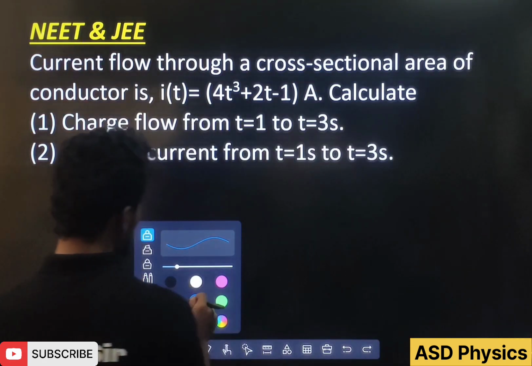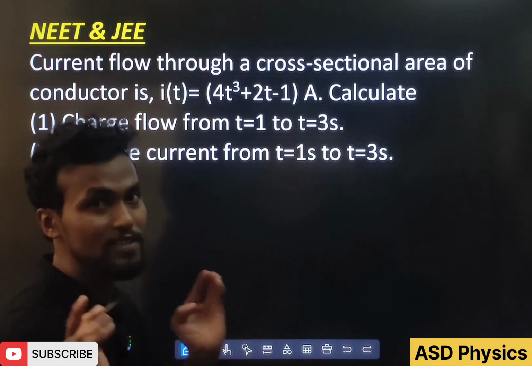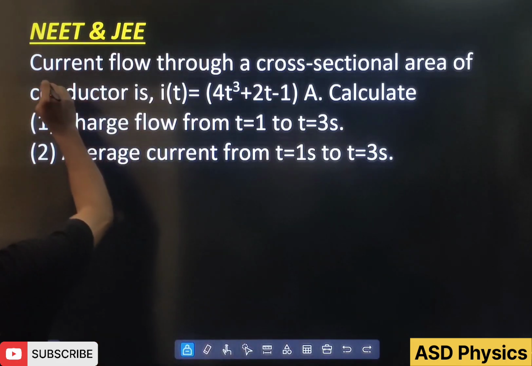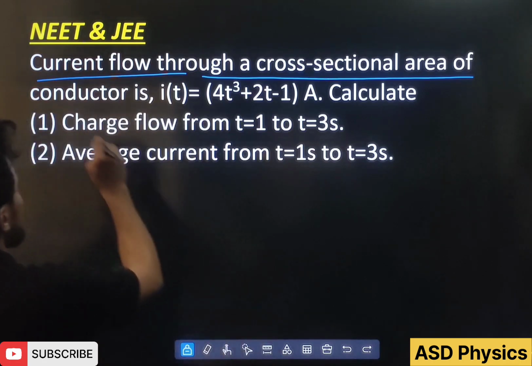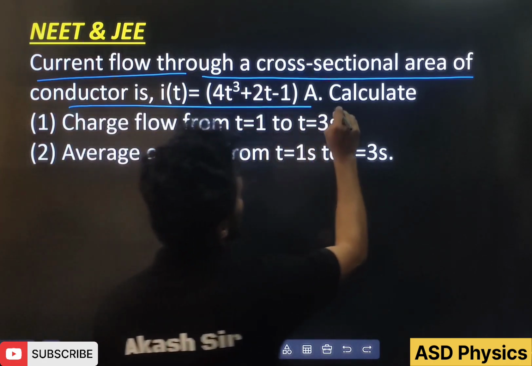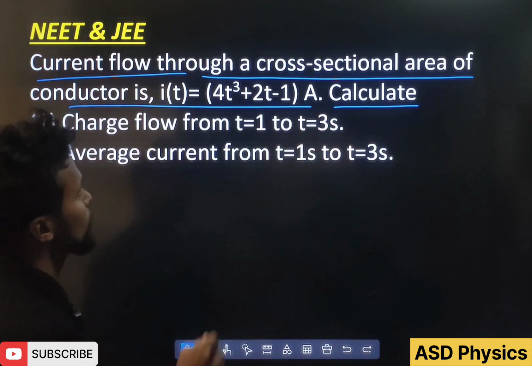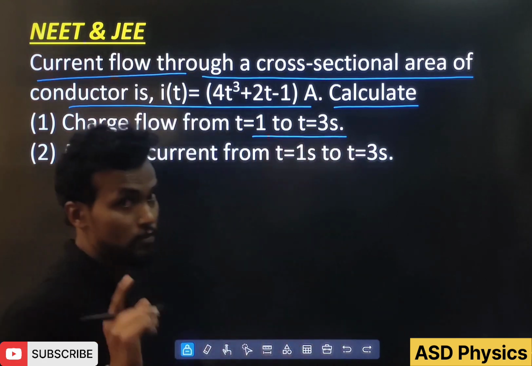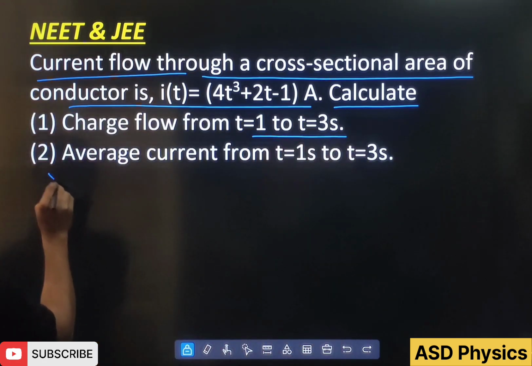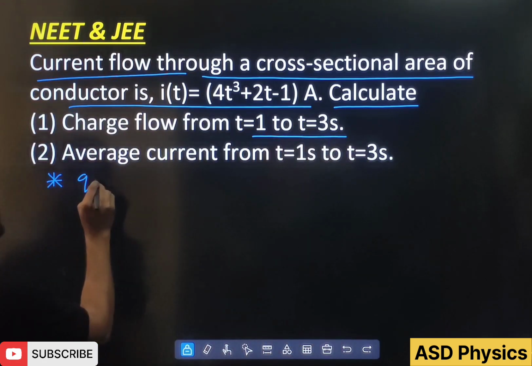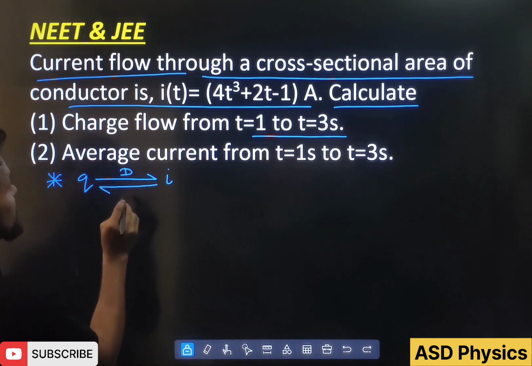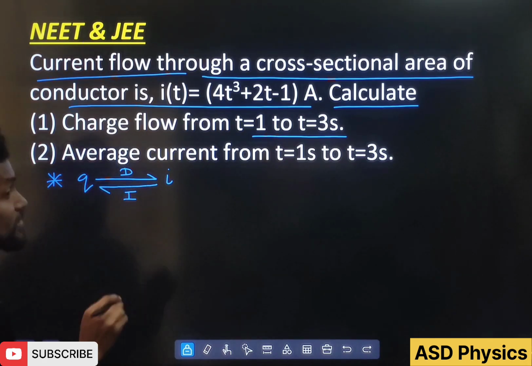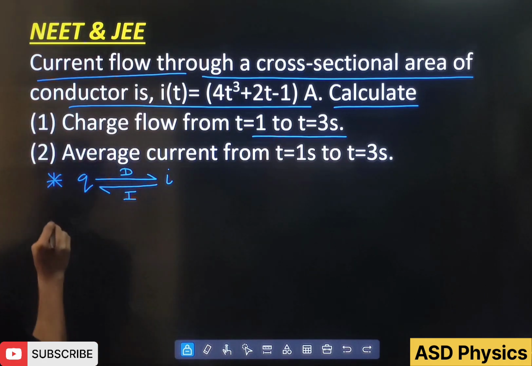Now we are solving different kinds of questions, nothing else, so that we become habituated to all of that. Now see, the current flow through a cross-sectional area of a conductor is given here. Calculate charge flow from t equal to 1 to 3 seconds. Remember one basic thing I am telling you. When charge is given and you have to calculate the current, do the differentiation. But when current is given and you have to calculate charge, you have to do integration. This is the basic.